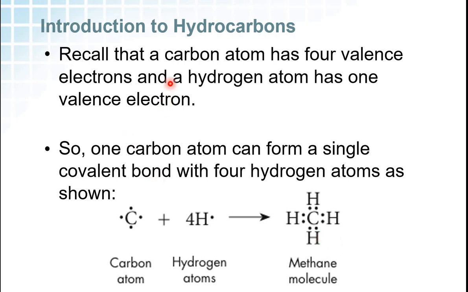So again, a carbon atom has 4 valence electrons because its electron configuration ends with 2 and 4. It has 6 electrons, and a hydrogen atom has only 1 valence electron. So a carbon atom can form a single covalent bond with 4 hydrogen atoms. As we see here, the carbon atom has 4 valence electrons, and each of the 4 hydrogen atoms has 1 valence electron. So it will form 4 single bonds here.